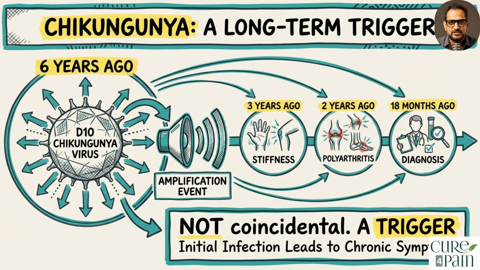This is why infection history matters. The viral fever 6 years before RA diagnosis wasn't coincidental. It was a trigger that amplified the autoimmune process.